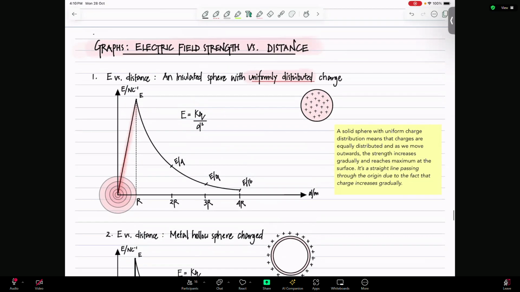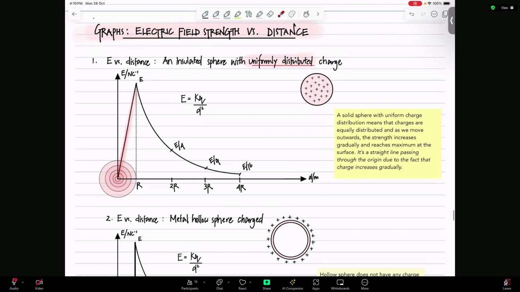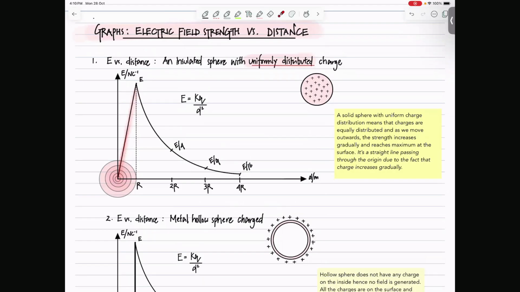Electric field strength versus distance, how would the graph look like? Okay, so once more, last class I went through it quickly.